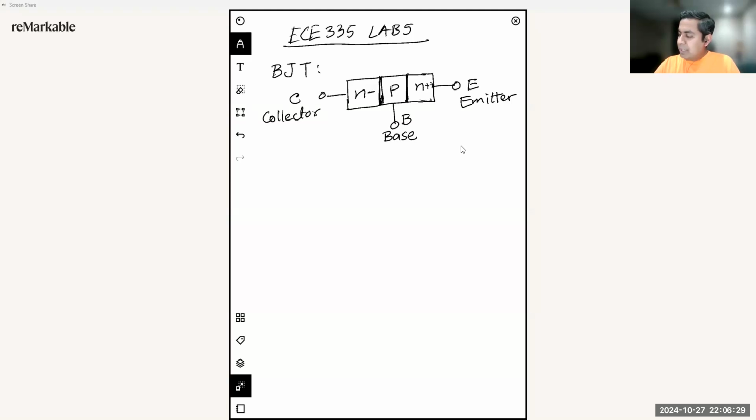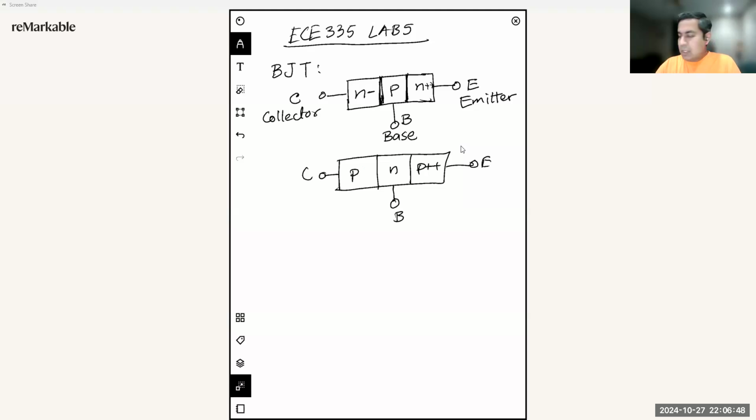And for the PNP case, it's a similar situation. So you will have the N-type or lightly doped N-type base, and then a lightly doped collector, and then a heavily doped P-type emitter.